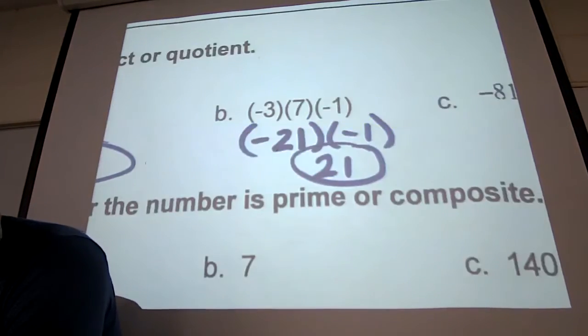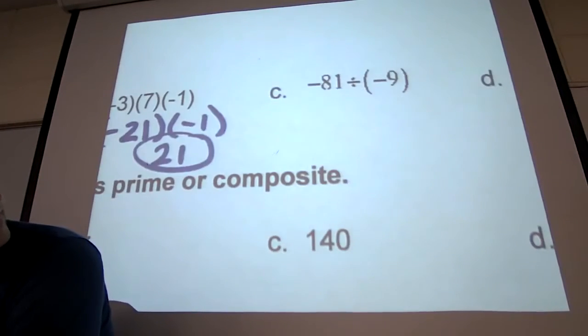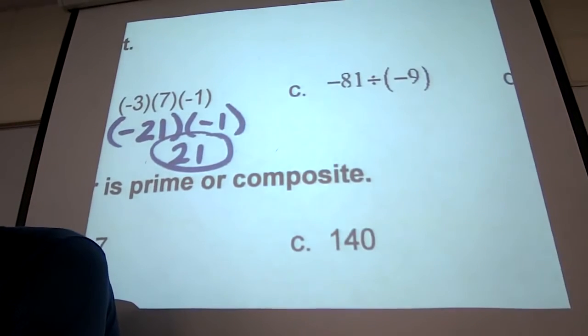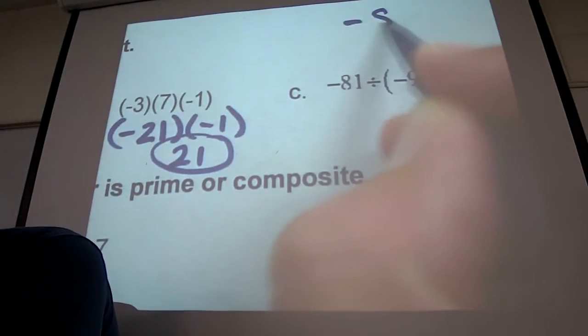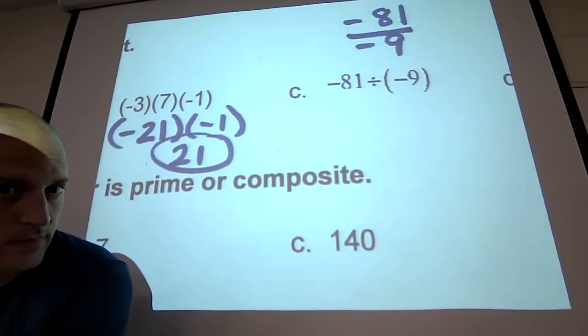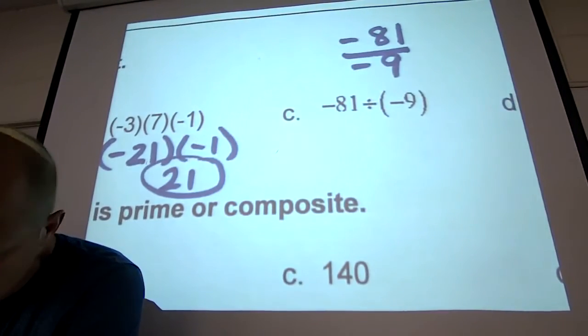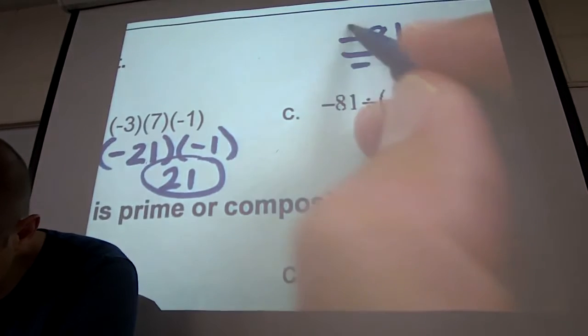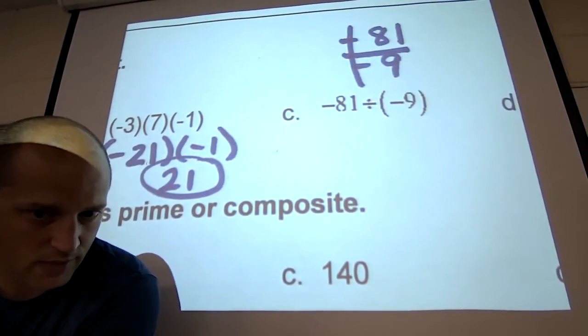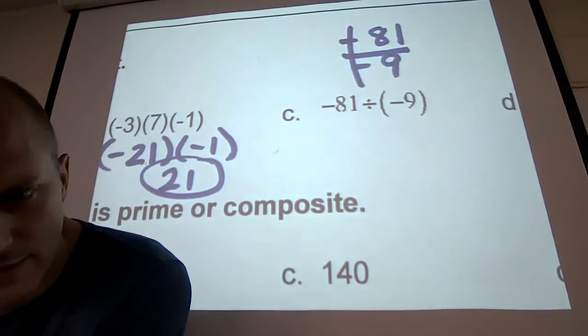All right, next one. I have negative 81 divided by negative 9. If you prefer to write it like this, you can. Okay? So first thing I see, a negative divided by a negative, those cancel. And then we got 81 divided by 9. Cole, what do you get? 81 divided by 9.